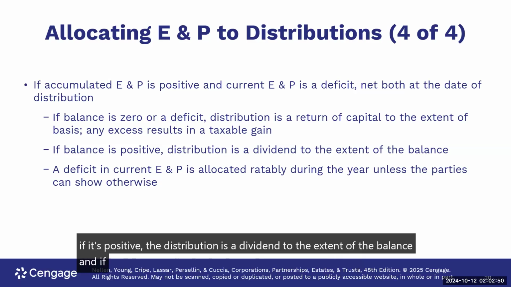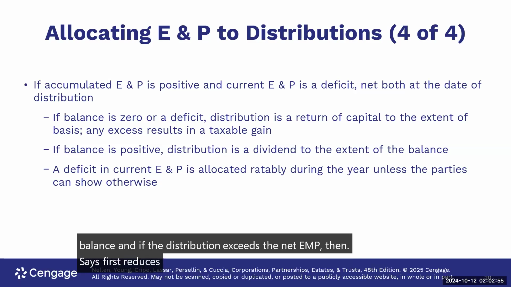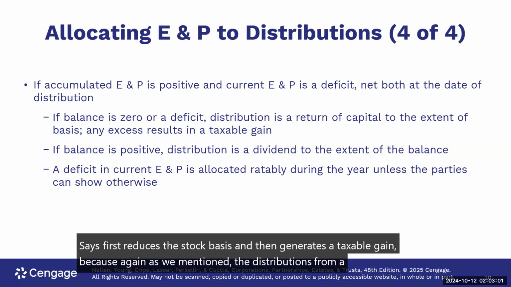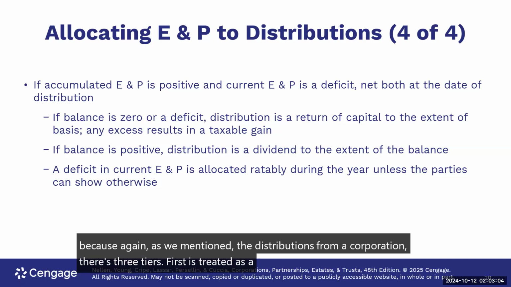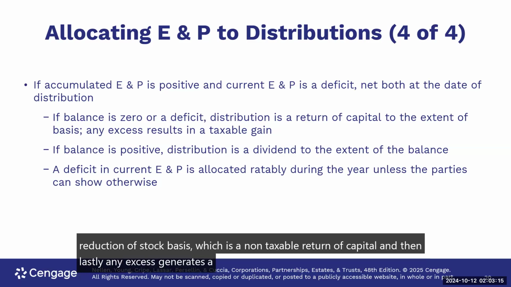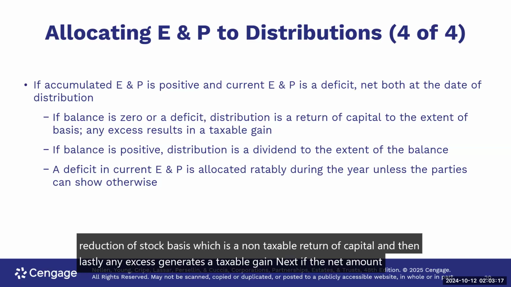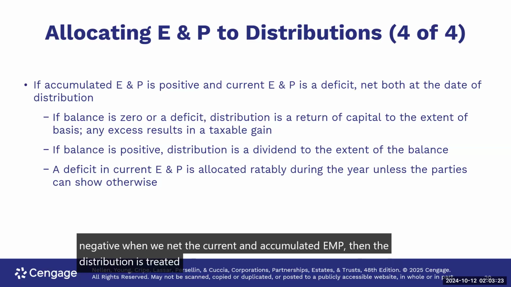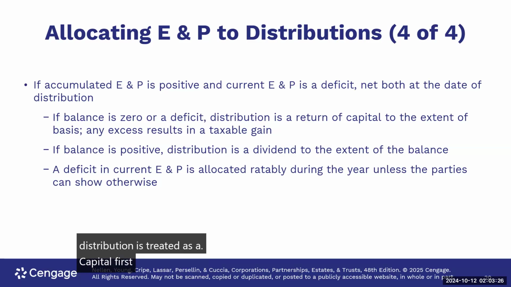And if the distribution exceeds the net E&P, then the excess first reduces the stock basis and then generates a taxable gain. Because again, as we mentioned, for distributions from a corporation, there are 3 tiers. First is treated as a dividend. Then it is treated as a reduction of stock basis, which is a non-taxable return of capital. And then lastly, any excess generates a taxable gain. Next, if the net amount is negative when we net the current and accumulated E&P, then the distribution is treated as a return of capital, first reducing the stock basis to zero, and then generating a taxable gain.